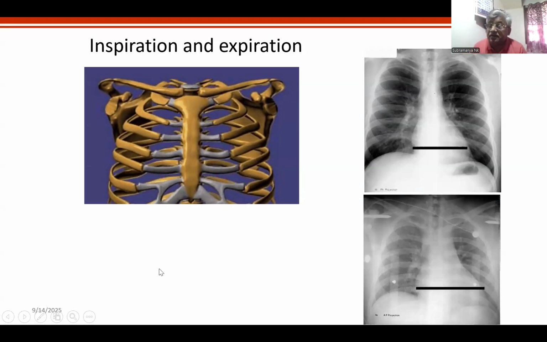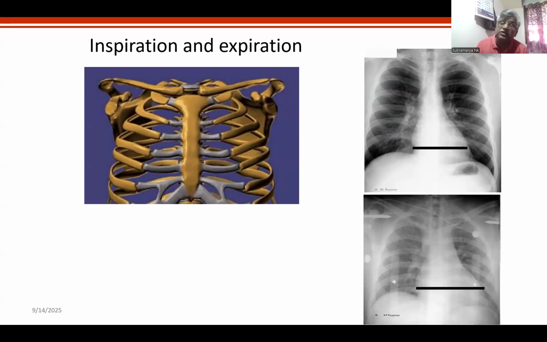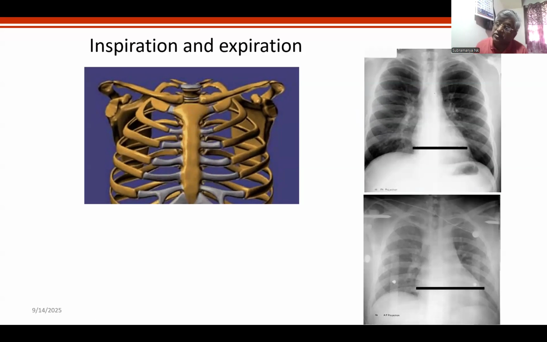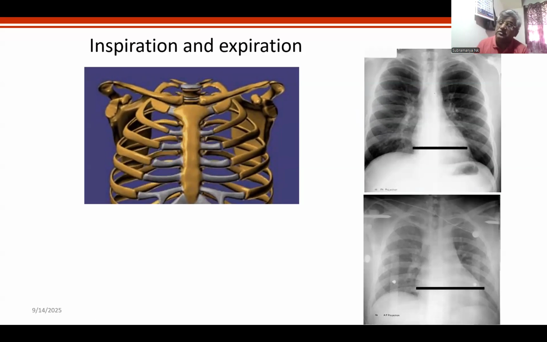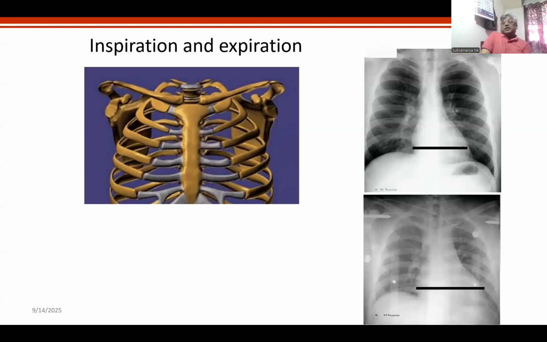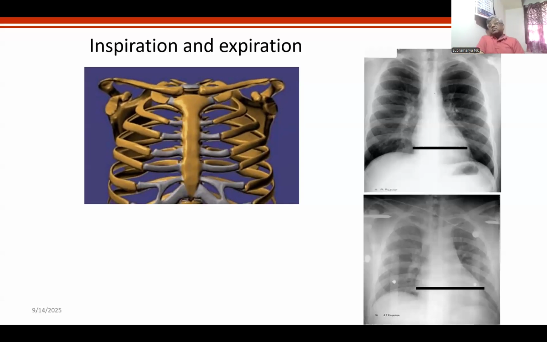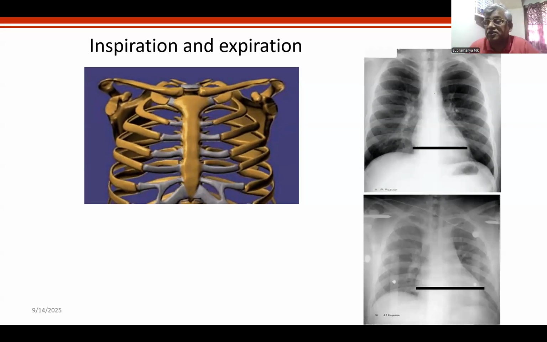Now, anterior ribs are the ones which are counted. You can also count inspiration, expiration based on posterior ribs. You have to add 2. 6 anterior ribs or 8 posterior ribs should be seen in a very good inspiratory film because posterior ribs are placed higher up. You need a greater number of posterior ribs to say an inspiratory film.